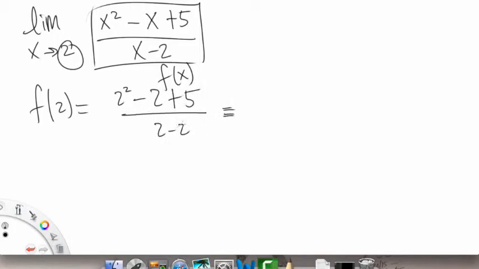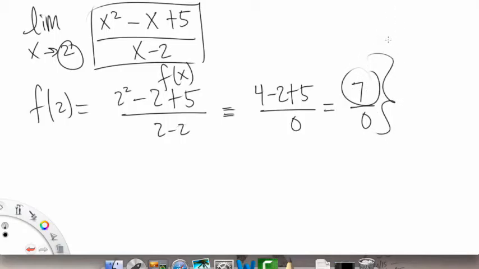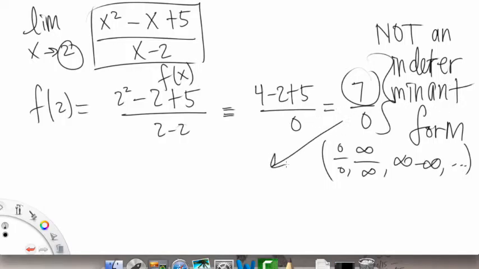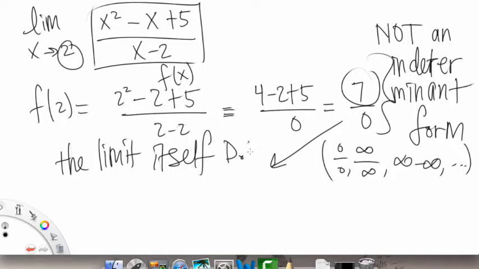It looks like we're going to get one of those indeterminate forms again, right? So 4 minus 2 plus 5 over 0. But on the top, we get 2 plus 5, so we get 7 over 0. Because we have this 7, that makes it not an indeterminate form. It isn't of the form 0 over 0, infinity over infinity, or infinity minus infinity, so it doesn't deal with just zeros and infinities. Because we have a 7 over 0, it shows that the limit itself does not exist. DNE, does not exist.